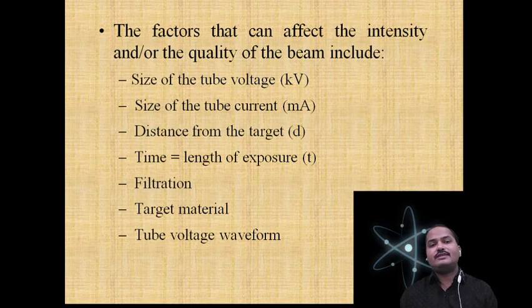The factors which affect the intensity or the quality of the beam are the size of the tube voltage, the kilovolt peak, the size of the tube current, which is the milliamperes, distance from the target, time, which is the length of exposure, filtration of the rays, the target material which is used, and the material through which the X-rays have to pass. Then the tube voltage waveform, whether it is half wave or full wave, meaning rectified or non-rectified.